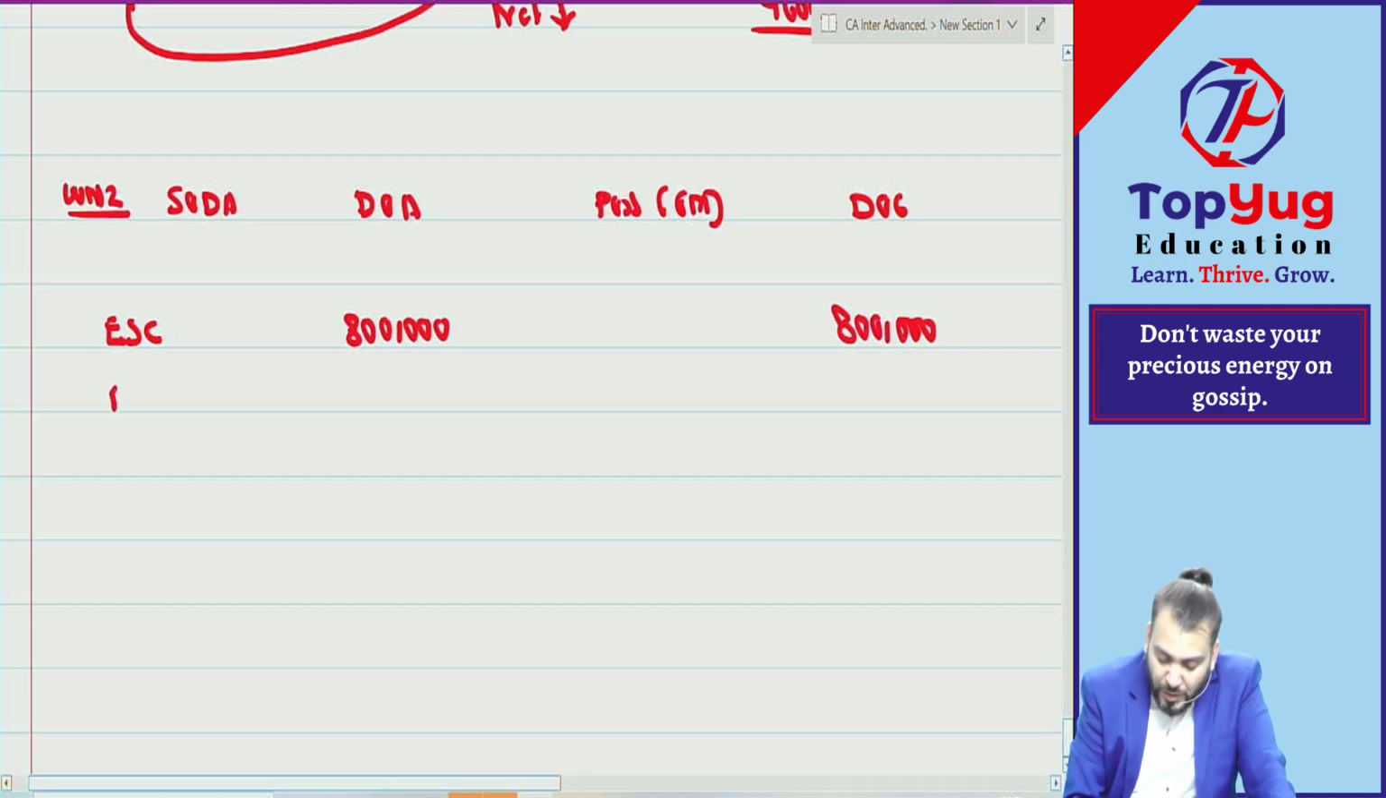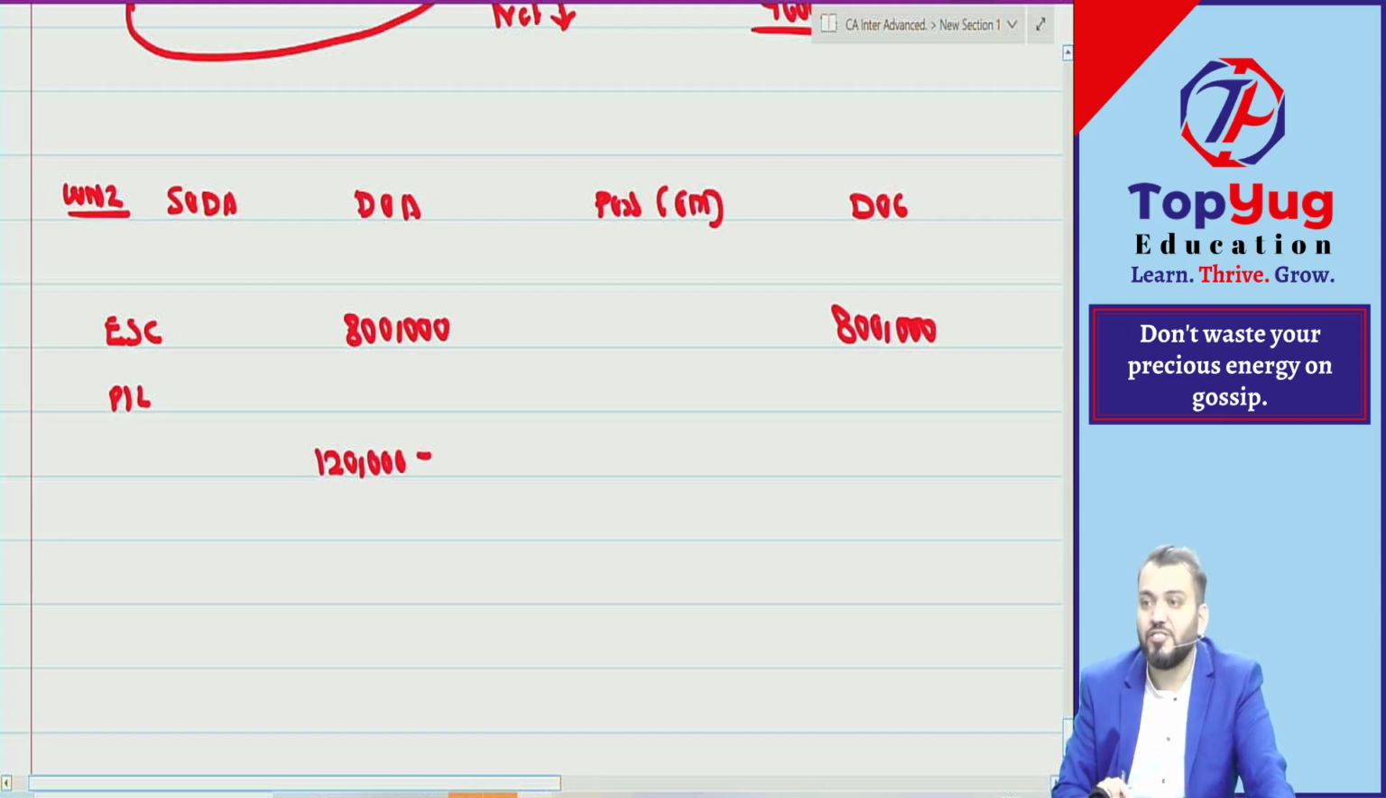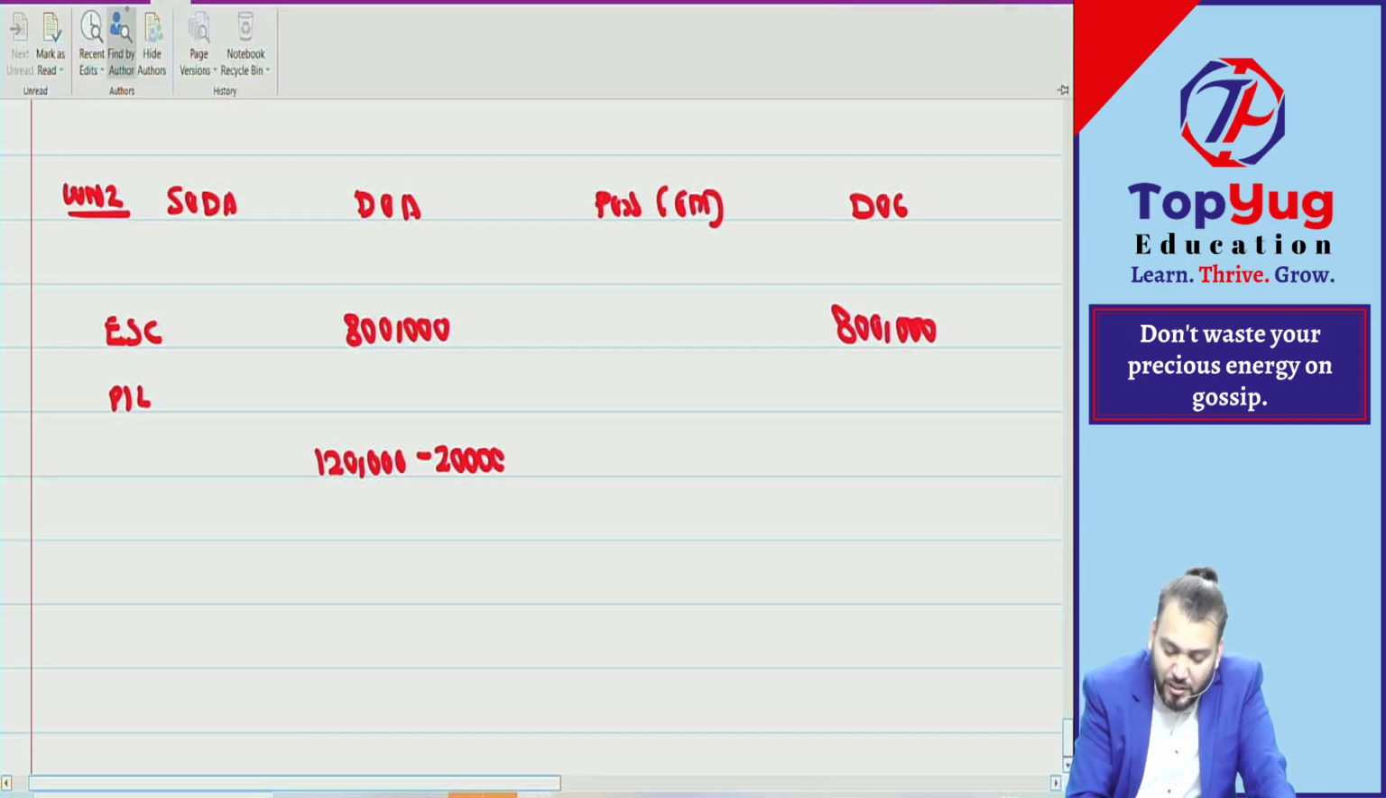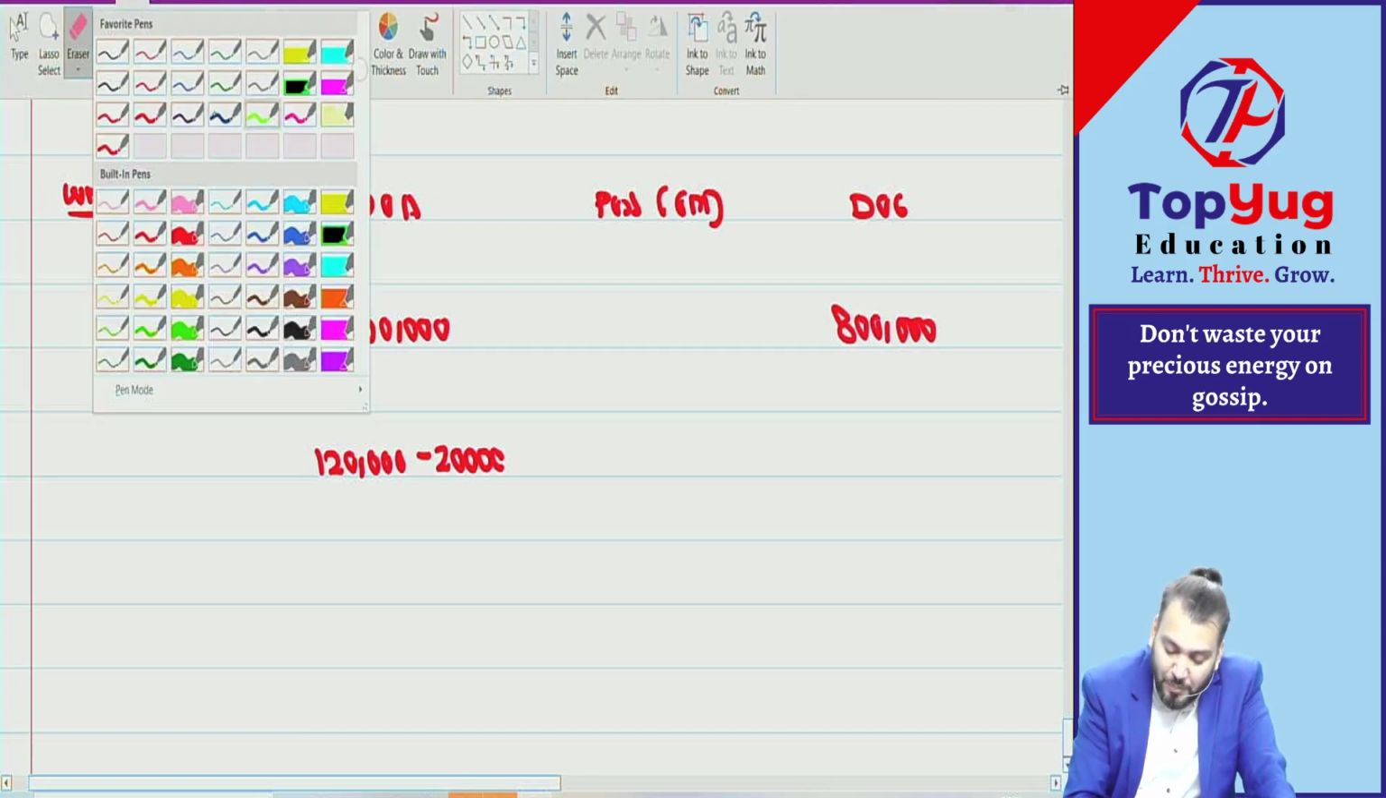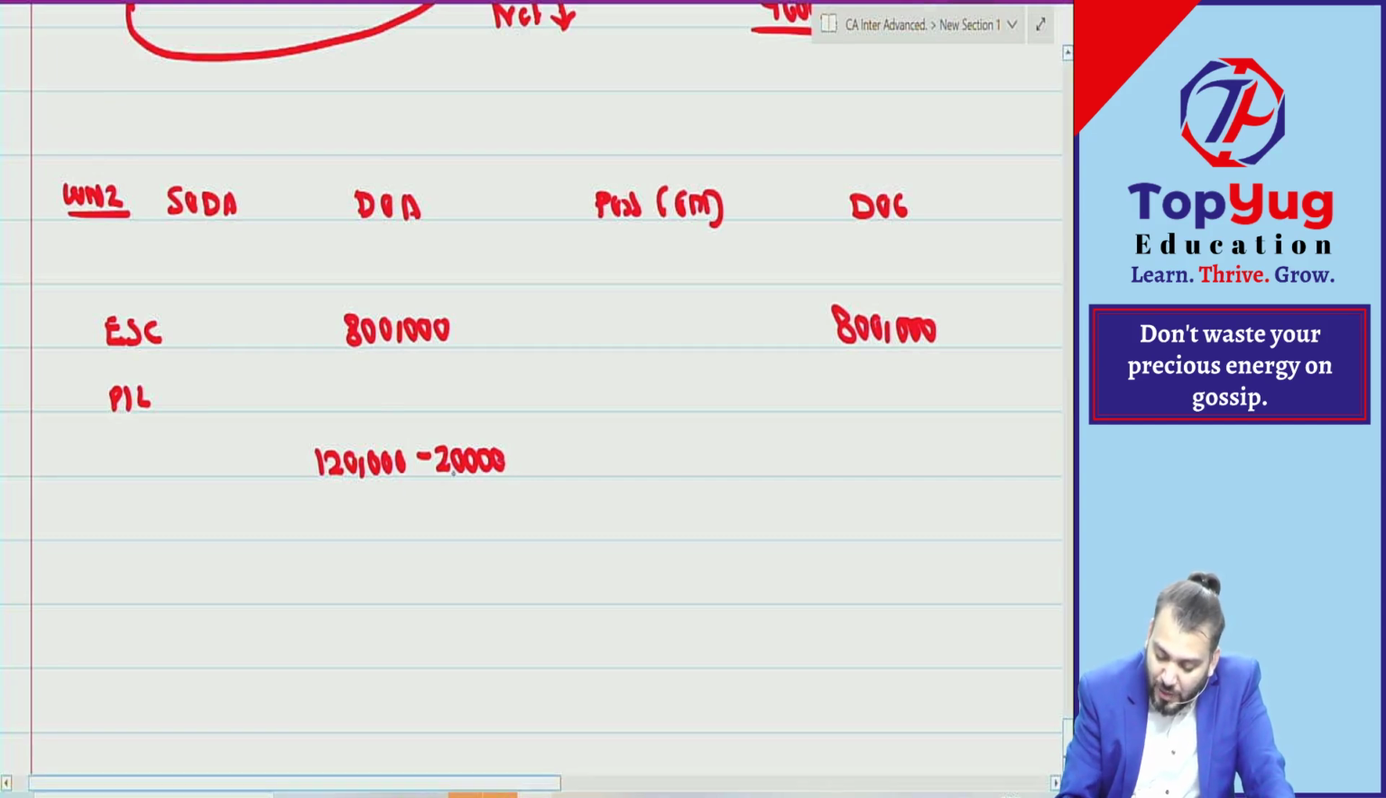What is the profit and loss account? Opening how much? So you can see this will be 1,20,000 minus what? Preliminary expenses. Because that should be written off from the opening balance only, because that was existing at the beginning. Understood what I am saying? So the opening balance of P&L is not 1,20,000. It is 1 lakh.